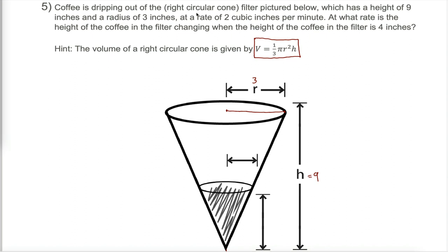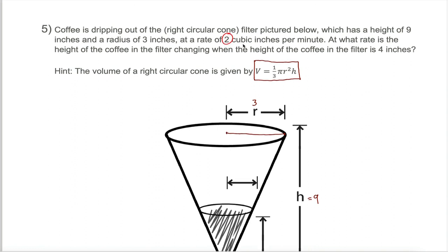The rate that I'm given right here, so the keyword rate telling me this is going to be some sort of derivative, is equal to 2, or more precisely 2 cubic inches per minute. What is this that's 2 cubic inches per minute? That's the rate at which coffee is dripping out. This is the rate of change of the volume. This is telling me that V prime is equal to negative 2.